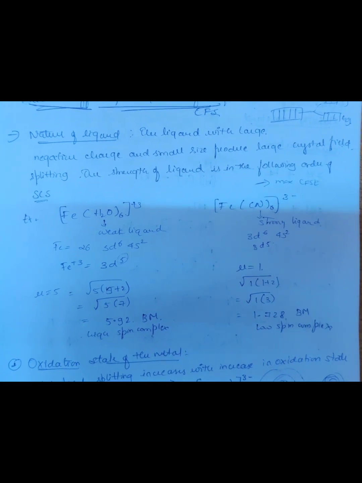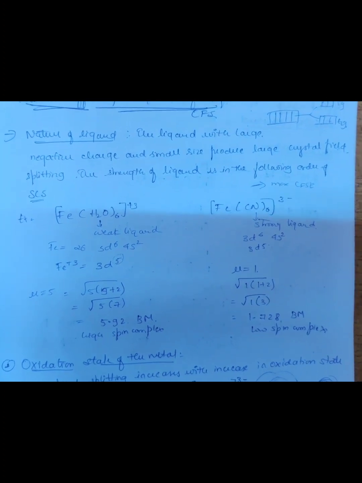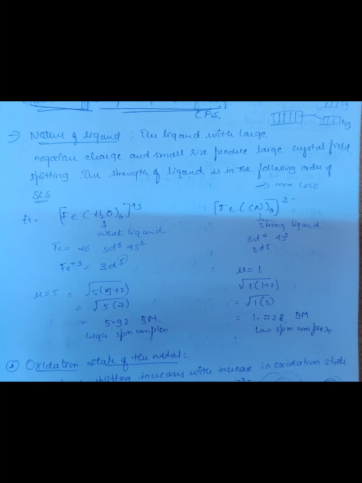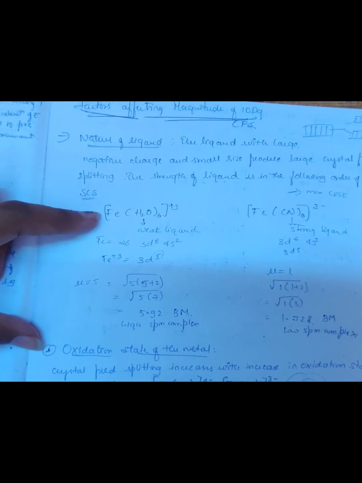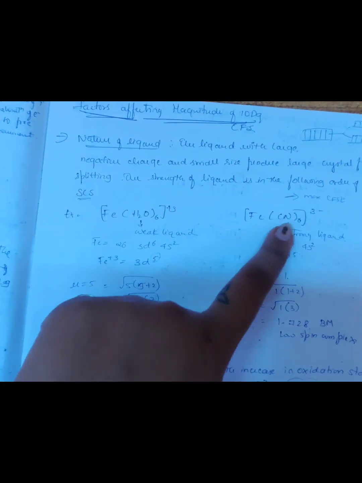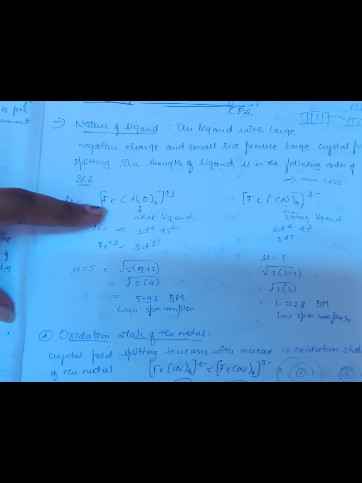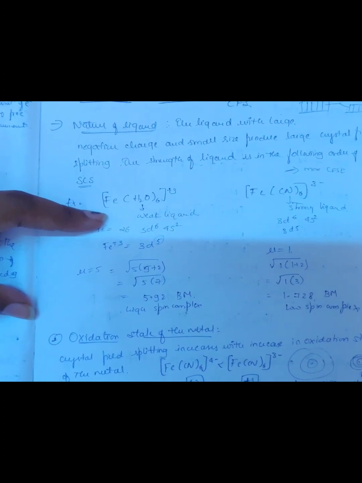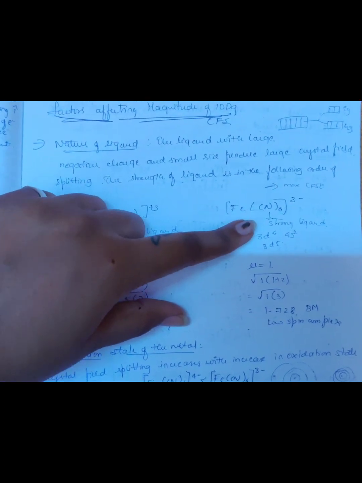First one is the nature of the ligand. The ligand with large negative charge and small size produces large crystal field splitting. The strength of a ligand is in the following order. Here you can see there are two examples: [Fe(H2O)6] with a charge of plus 3, and [Fe(CN)6] with a charge of minus 3. Here H2O is a weak field ligand, which we can see from the spectrochemical series, whereas CN is a strong field ligand.